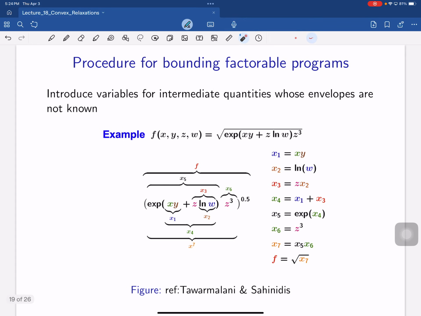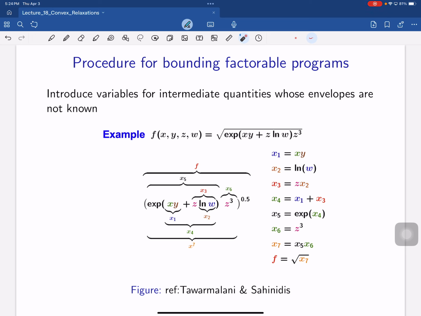Yeah, now it comes to the procedure for bounding any arbitrary nonlinear functions, right? So we talked about how you bound bilinear functions, how you bound concave functions, right? But in reality, you may have a function as nasty as this one, right? How do you come up with a convex and concave envelope for this very nasty function? Unless you are super smart, it's very hard to do, right?